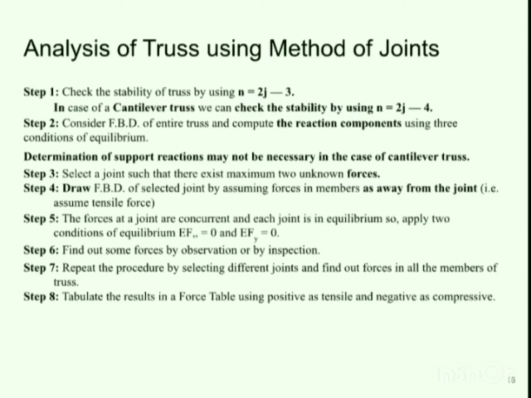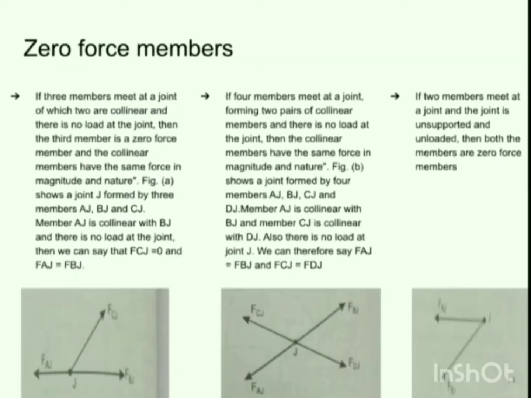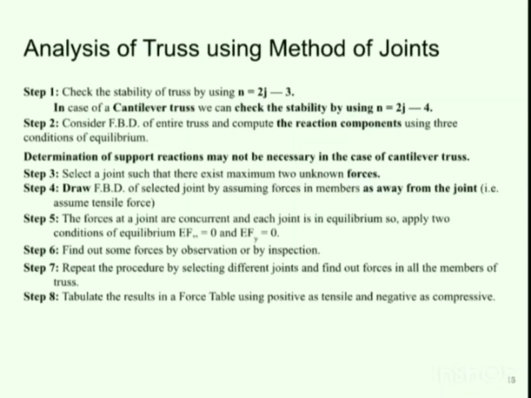Next step, find out some forces by observation or by inspection. As we have seen in the previous slide, 0 force members. If there is a similar case, depending upon the arrangement of the members, we need to identify 0 force members, or we need to identify the member forces by observation or by inspection. Next step, repeat the procedure by selecting different joints and find out the forces in all the members of the truss.